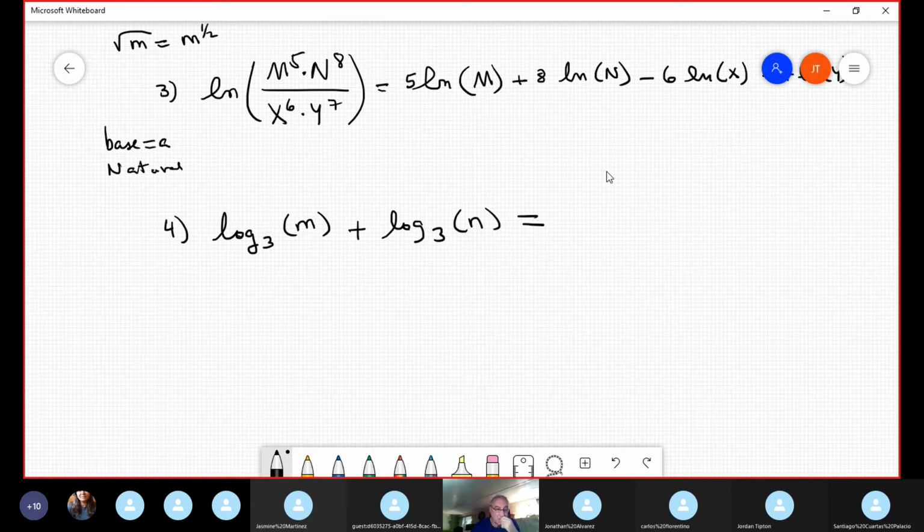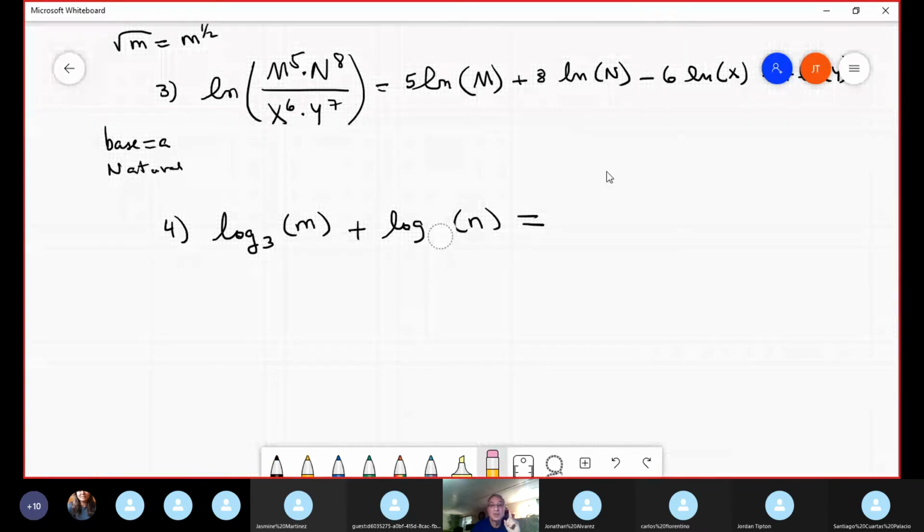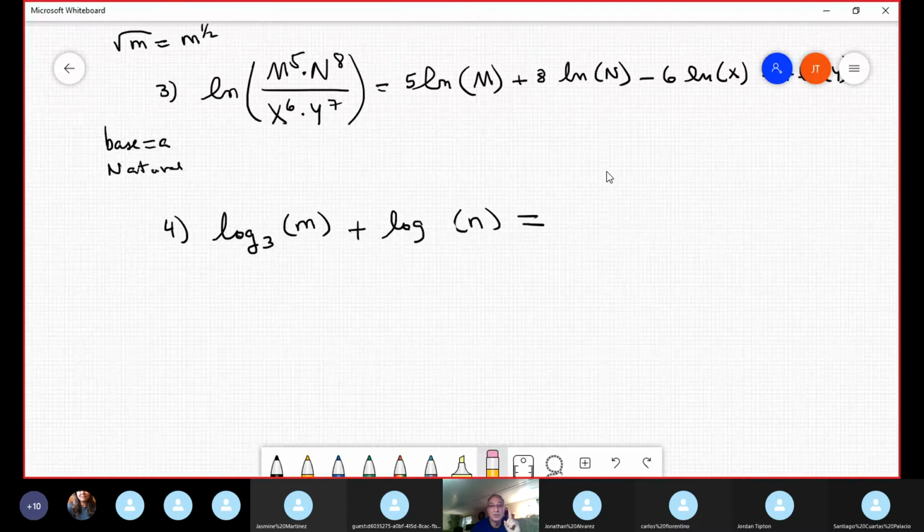So you see, the base is the same. The base should be the same. See, if the base is different, suppose I erase this and put another base, 4, we cannot apply this property. This property is only valid when the base is the same. Otherwise, no.